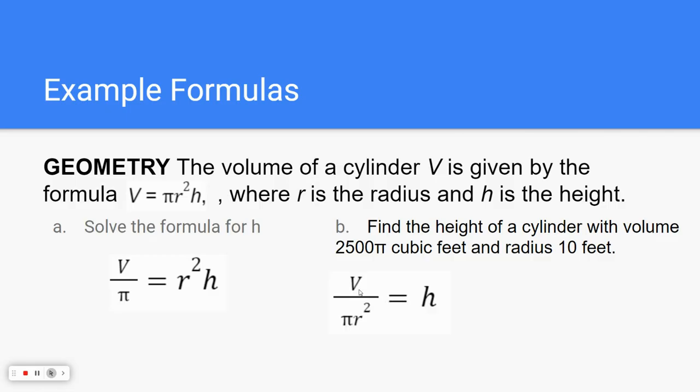So we take that equation and we plug in our values. 2,500 pi divided by pi times 10 squared. Just plug in the values from the word problem into the formula, punch this into the calculator, and yes, I'm pausing so you can try on your own.